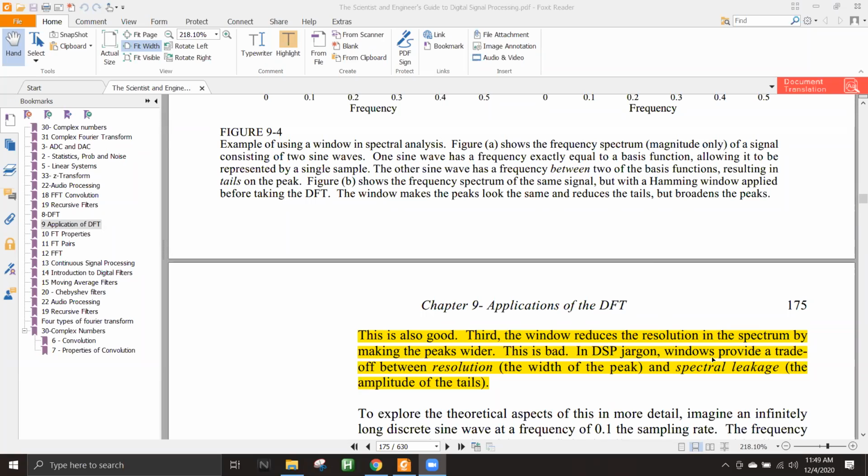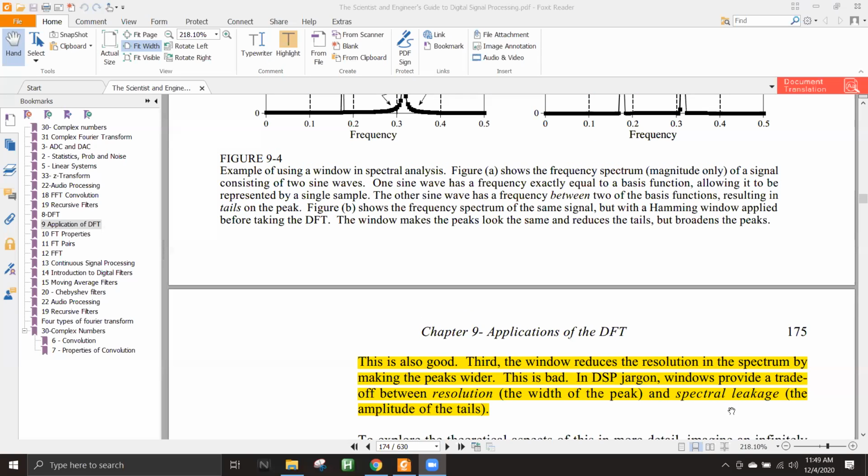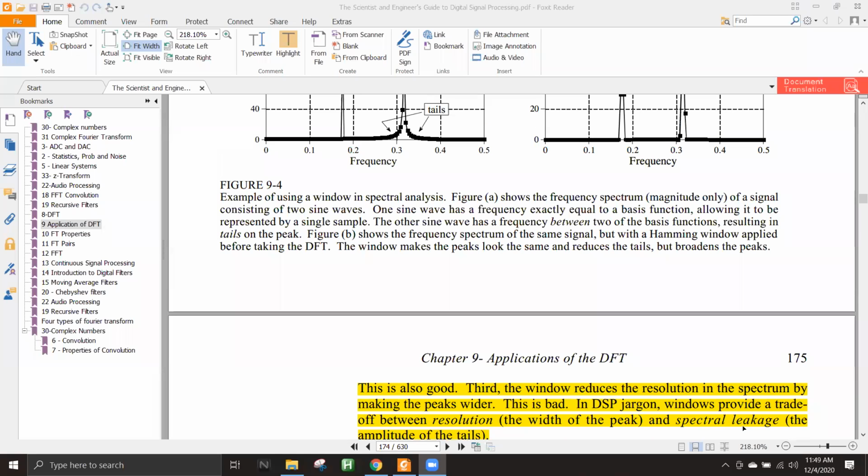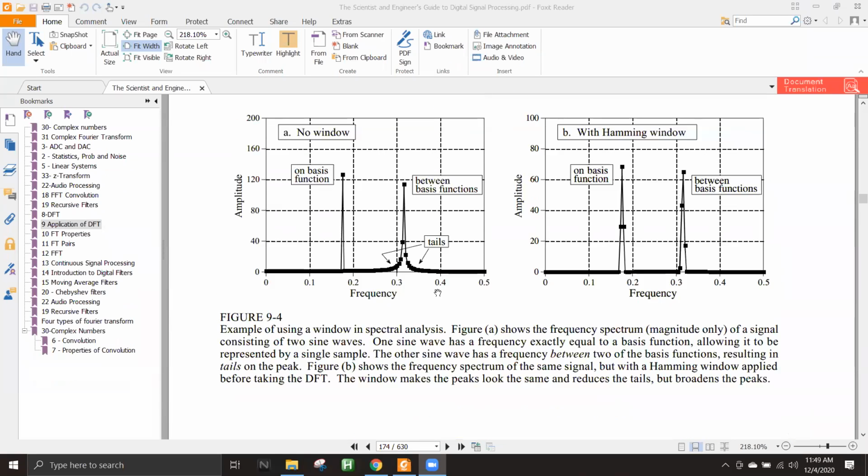The windows like the Hamming window, Blackman window, all of these windows provide a trade-off between resolution, that is the width of the peak, and the spectral leakage, that means the amplitude of the tails. তো স্পেকট্রাল লিকেজ বলতে আমরা যেটা বুঝাই সেটা হচ্ছে যে লিকেজ অফ স্পেকট্রাল ইনফরমেশন, মানে ফ্রিকোয়েন্সি ইনফরমেশন। আমরা এই ধরনের টেলস পাইলে it reduces our chance for getting good information from the frequency spectrum.